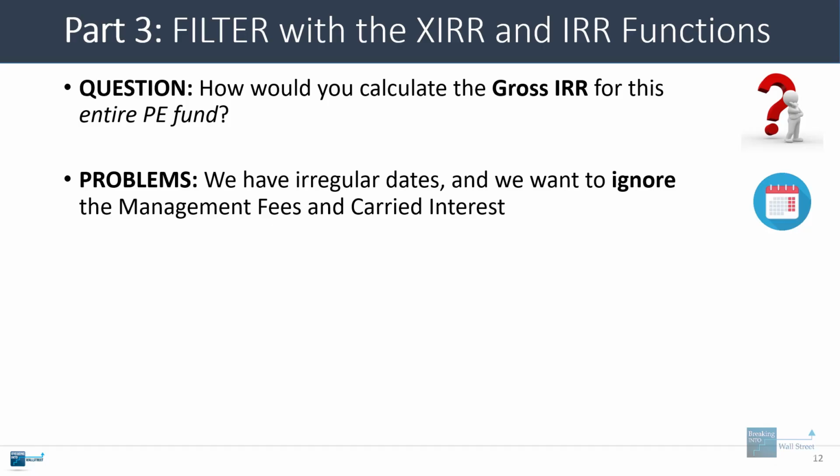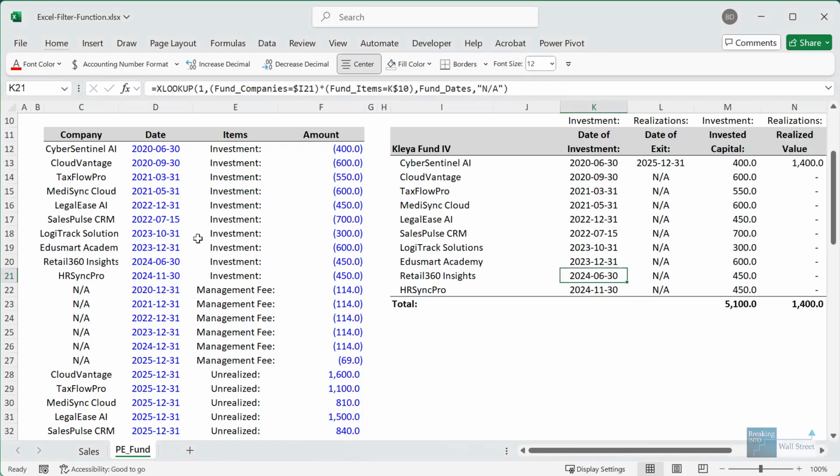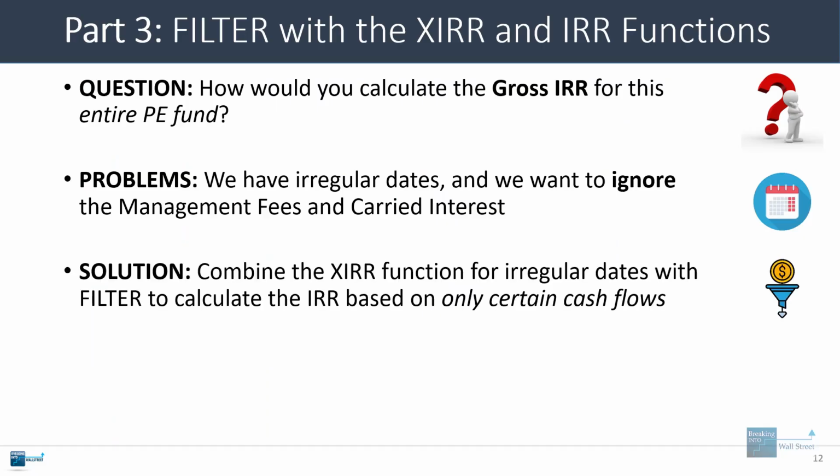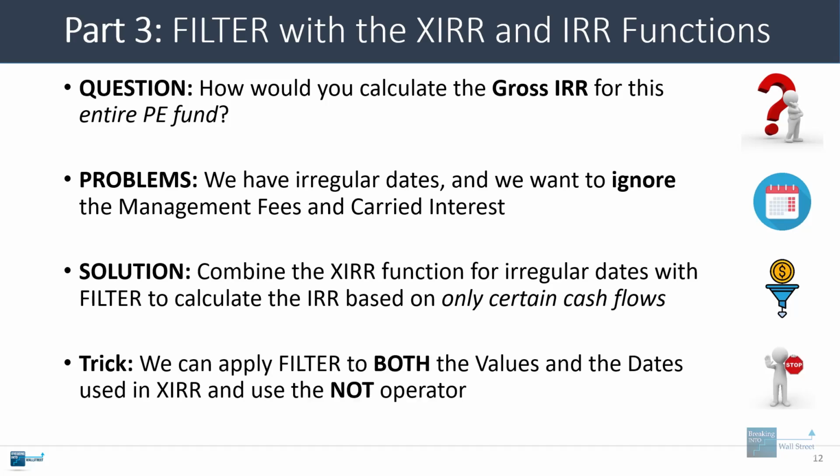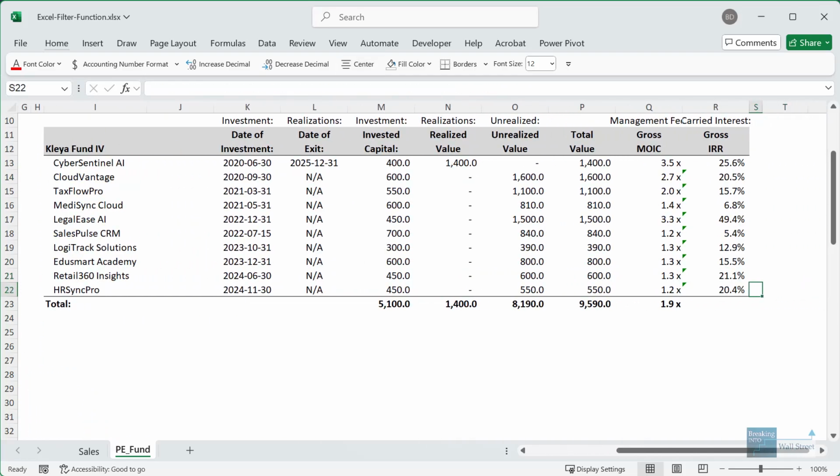interest. For the irregular dates, if you look at this series closely, you'll see that some of these investments are made on March 31st, some are on May 31st, some are on July 15th. But that's pretty simple. We can use the XIRR function for that, and then we can use filter to calculate the IRR based on only certain cash flows in this period rather than everything there. So by using filter, you could calculate either the net IRR or the gross IRR depending on what you want. And we can actually apply filter to both the values and the dates used in XIRR, and we can use the not operator at the same time.